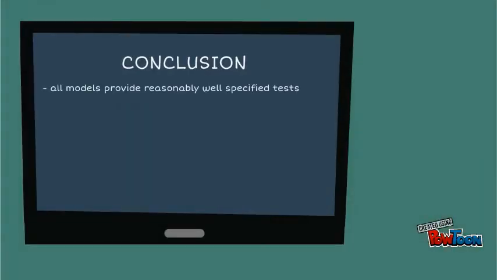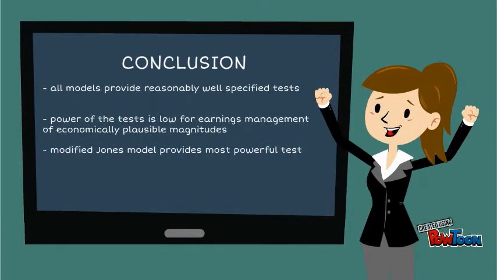Conclusively, this paper finds all models appear to produce reasonably well-specified tests. However, the power of the test is low for earnings management of economically plausible magnitudes. Overall, this paper concludes that the modified Jones model provides the most powerful test in detecting earnings management.